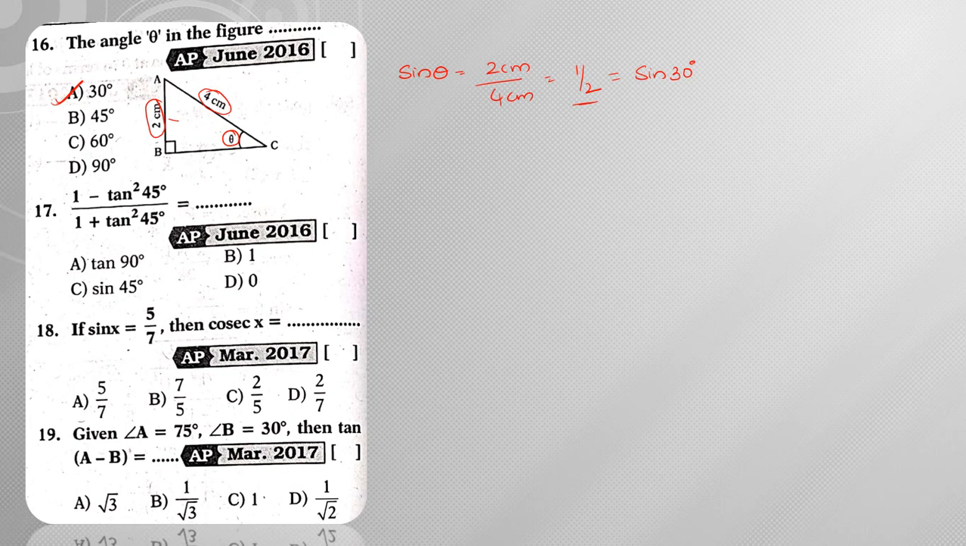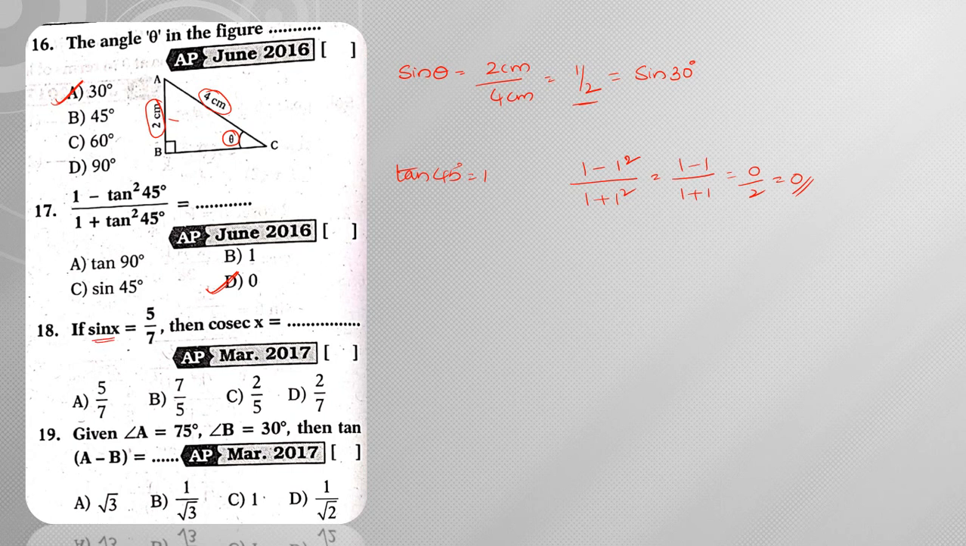Next, 1 minus tan square 45 by 1 plus tan square 45. So already we know tan 45 degrees is equal to 1. Now when I substitute, 1 minus 1 square by 1 plus 1 square, which is nothing but 1 minus 1 by 1 plus 1. So 0 by 2, which is equal to 0. Hence the answer is 0 here.